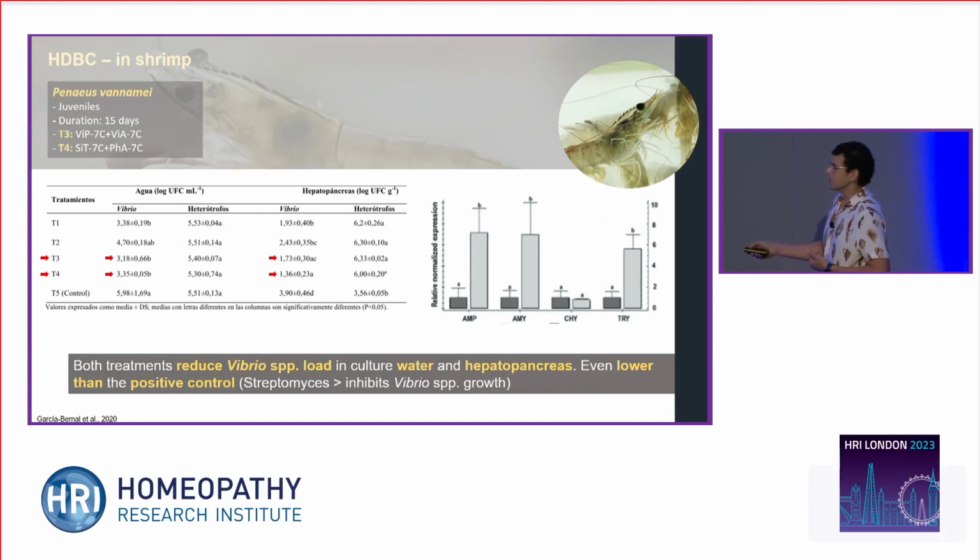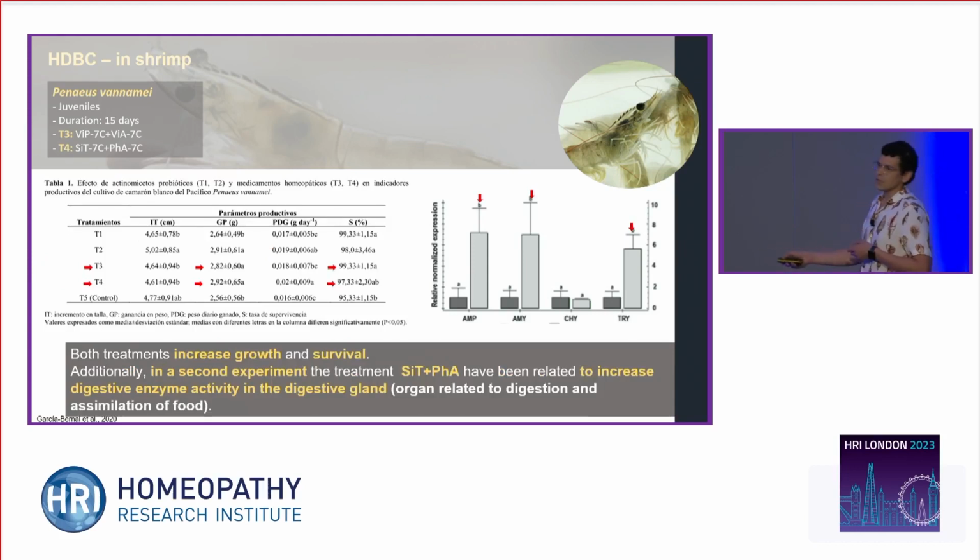And what we are looking at here is basically that both treatments reduce the load of Vibrios, which is something that we desire, in water and the hepatopancreas of the organisms, even lower than the positive control. Our positive control is a Streptomyces. This is a probiotic that we use in our lab to inhibit the Vibrio growth. So our guess here is that we are activating somehow the immune response of these shrimps. So they are destroying these Vibrios, not only inside of them in the hepatopancreas, but also they are reducing the load in water.